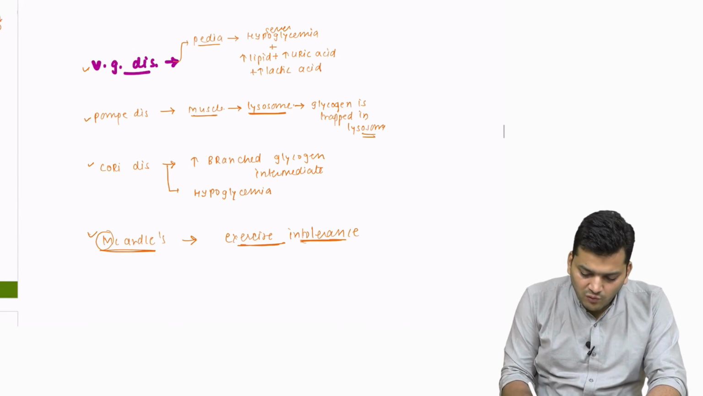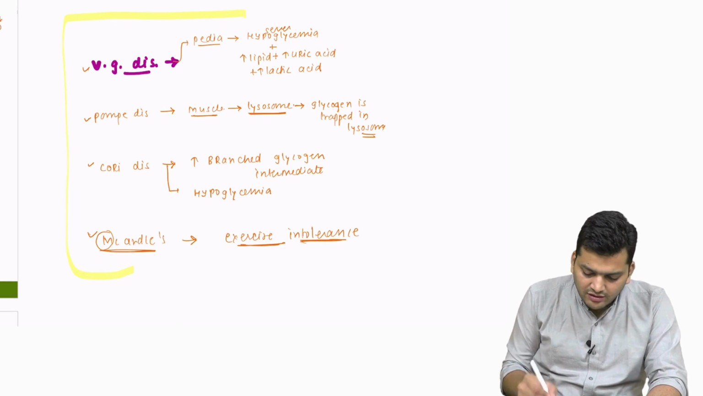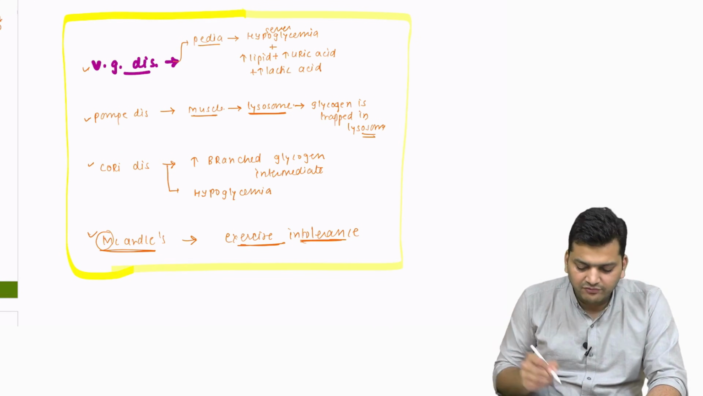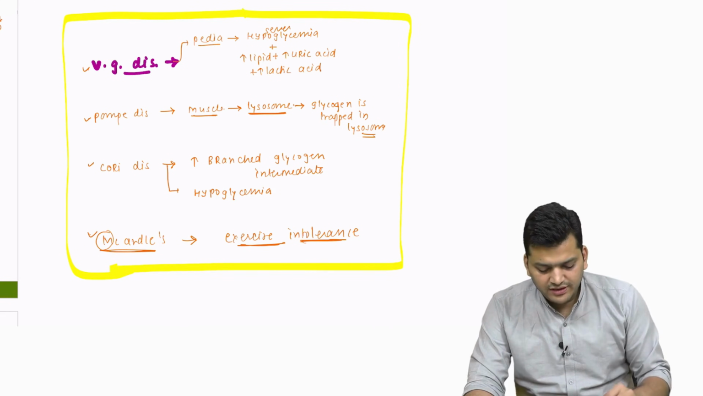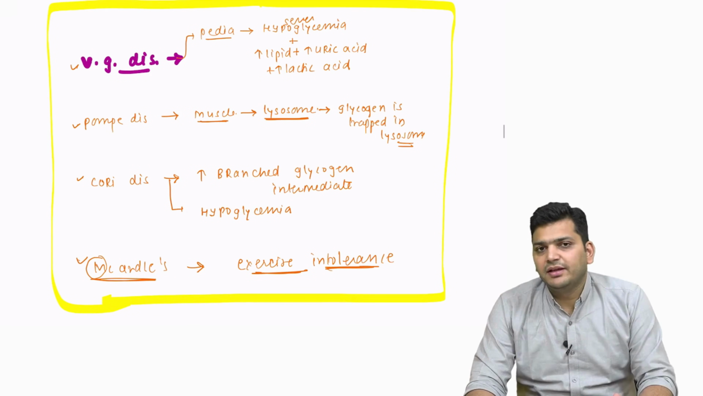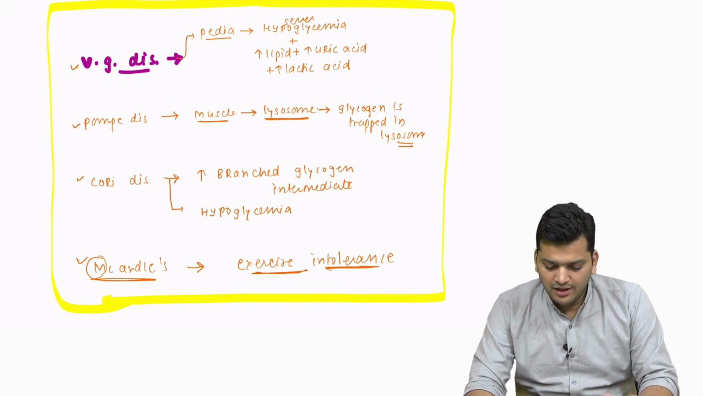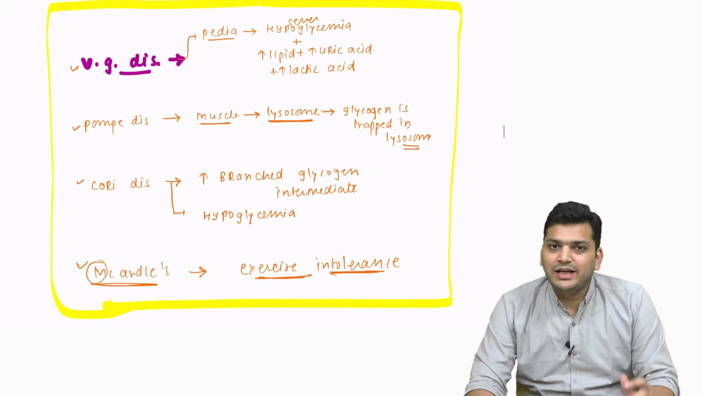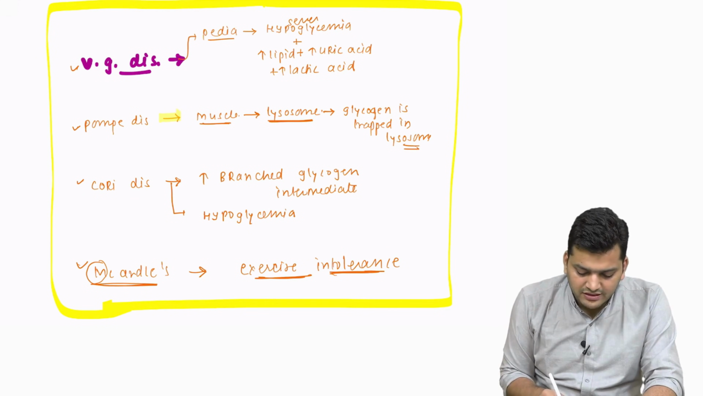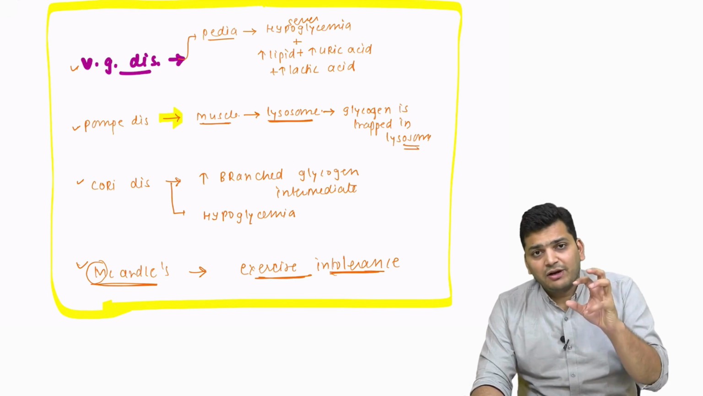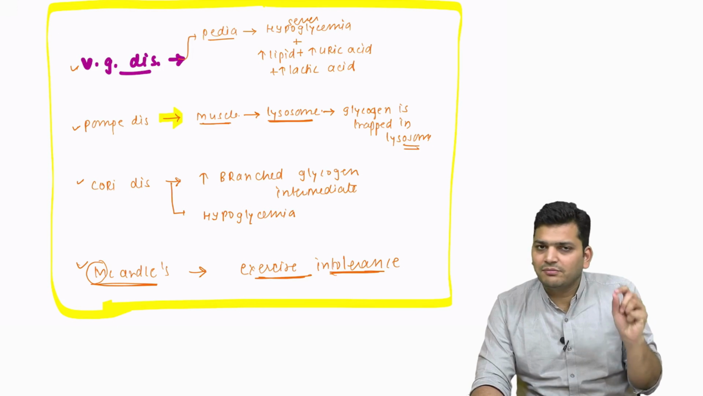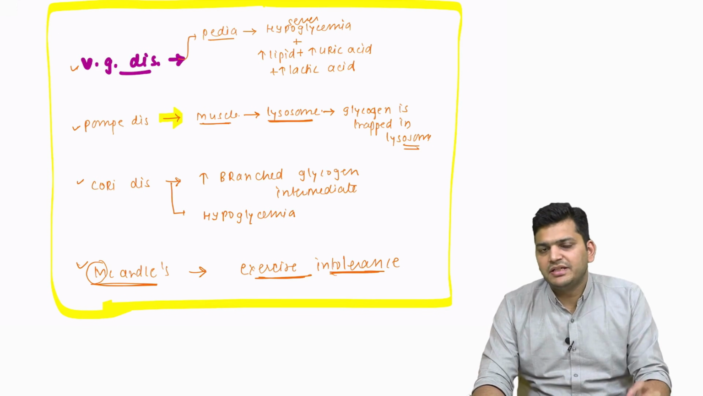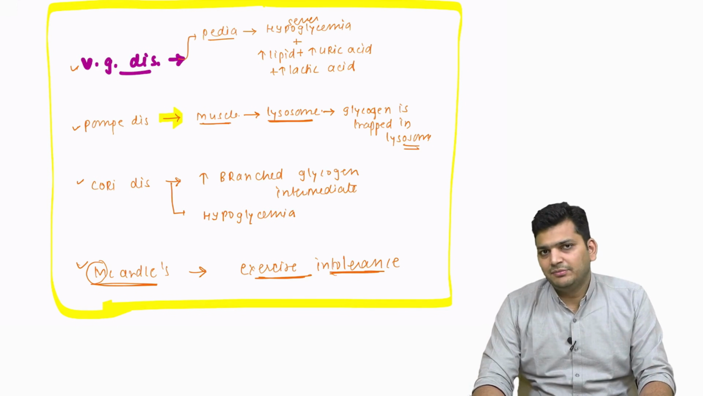So these are the four important ones, out of all these glycogen storage diseases, to be remembered. In von Gierke, the child will have hypoglycemia with hyperlipidemia, hyperuricemia and lactic acidosis. In Pompe disease, the problem will be in the muscles. The glycogen will accumulate inside the lysosome. If they mention it like this, they are talking about Pompe disease, which is due to deficiency of acid maltase.